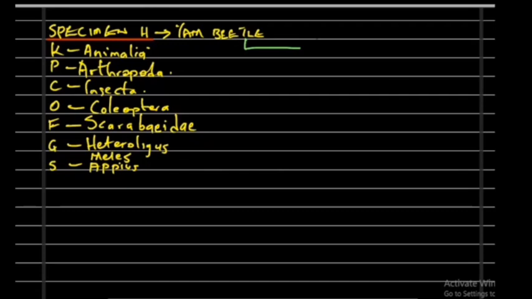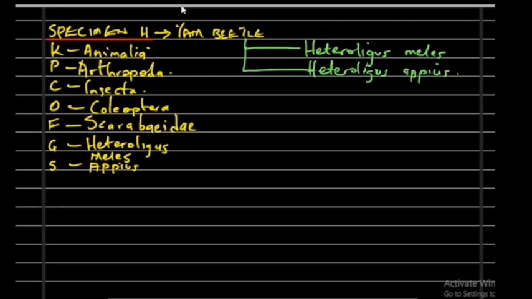Number one, we'll be having the Heterolygous Melis. This is the common one, and then we have a second one to be the Heterolygous Apius. So that is how scientific name of these two will be written. This is the major one, and then we have the second one, which is called the minor one.